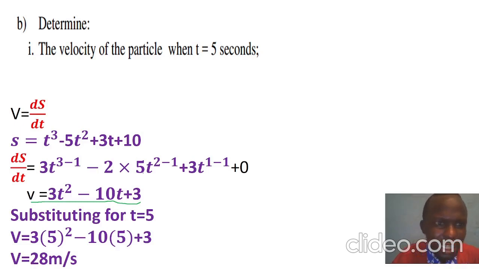Now we want to get v when t is equal to 5. So we are just going to substitute 5 where we have t, and then solving it further, you come up with 28 meters per second. So velocity is speed in a defined direction. Velocity is a vector quantity, and the units are in meters per second. Let's go to the next question.